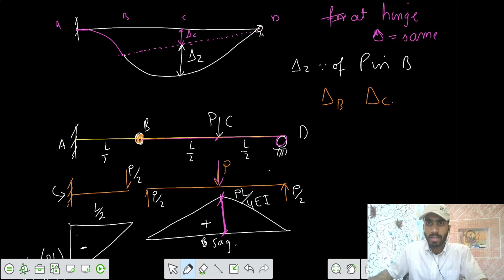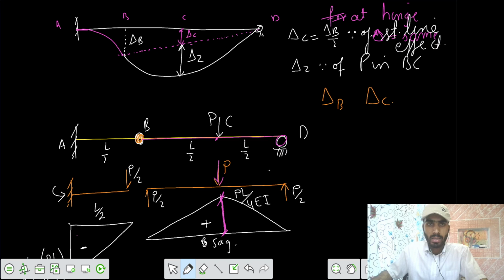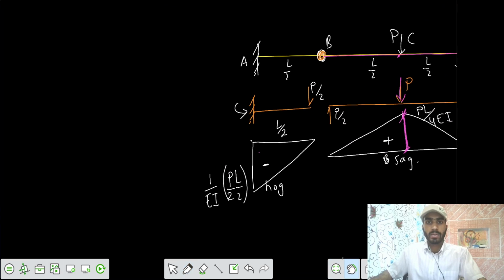where delta 2 is because of the load in BC, and delta C equals delta B by 2. It is because of the straight line effect. If we see by similar triangles, if it is delta B, this one would be delta C equals delta B by 2, because your lengths are L by 2 and L by 2. So you need to get the value of delta B.